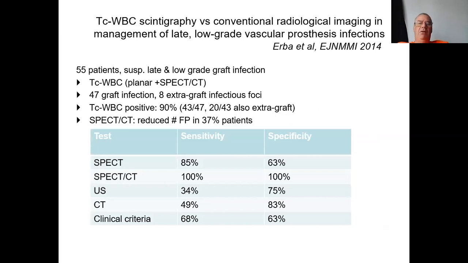This is some work by Paula Erber looking at infections of grafts, comparing 55 patients, SPECT technique, SPECT-CT, ultrasound, CT, and clinical criteria. It was clear that the only techniques with very high sensitivity and specificity were white cells and SPECT-CT, but CT alone was much less sensitive. And they noted that SPECT-CT reduced false positives in 37% of patients. So for this kind of condition, it is ideal.